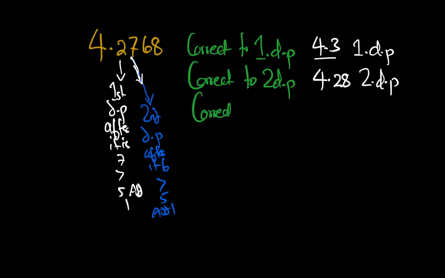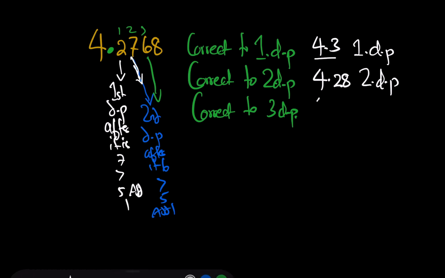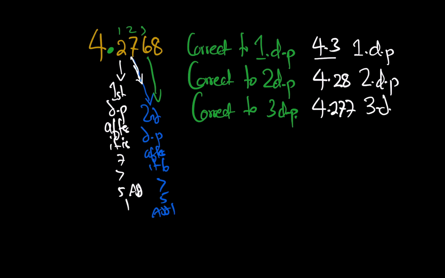Let's imagine we're correcting to 3 decimal places. Can you pause the video and try to see if you can do it? Now here, this is our third decimal place. Why? Because this is the first, this is the second, and this is the third after the decimal point. The number right after that is 8, which is greater than 5. So we add 1 to the 6, and then we get 7. So our answer is going to be 4.277, indicating 3 decimal places. Those are basically the rules that govern decimal places.